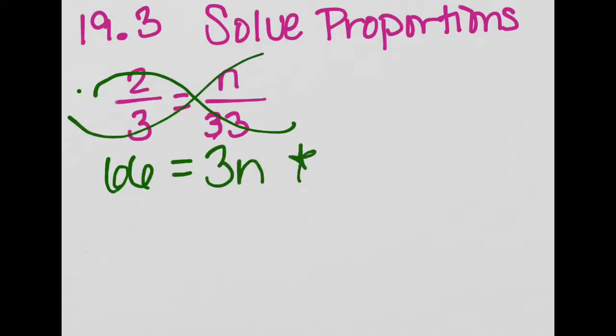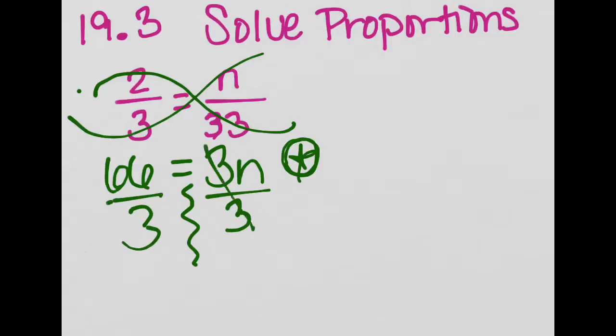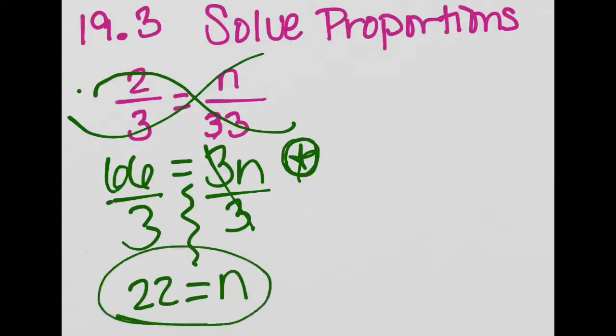Now we're using what we did in previous chapters. We know that this 3 and the n is being multiplied, and so the opposite of multiplication is division. So we divide each side by 3. I have n equals, and then 66 divided by 3 is going to be 22. We just solved for n. Let's go ahead and try another one.